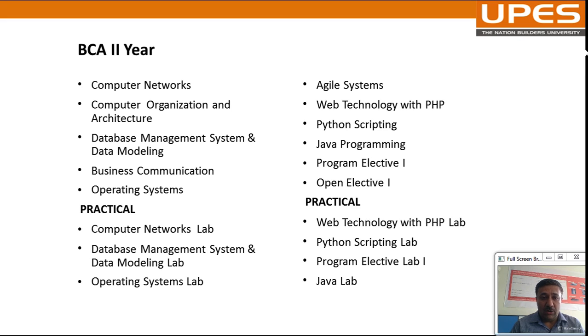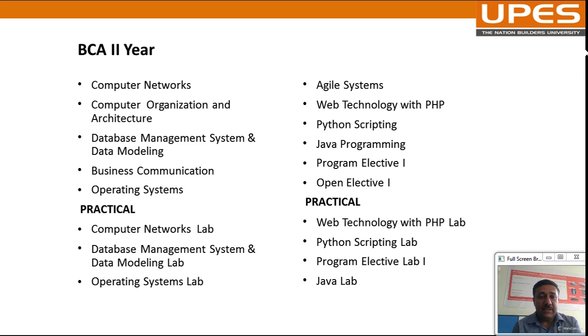That we'll discuss later on in the next slides. Another is a business communication paper. And the fifth paper is operating systems. Operating system is another very important paper. In this paper, we cover hands-on experience on a Linux platform also.